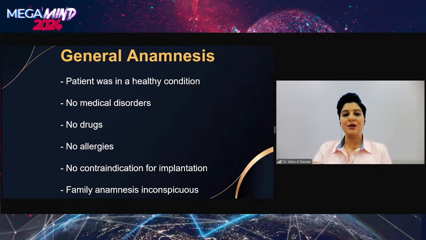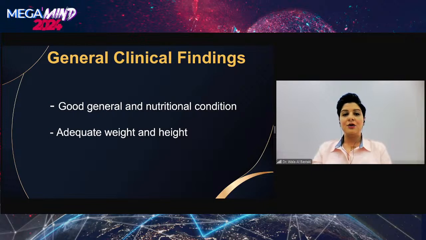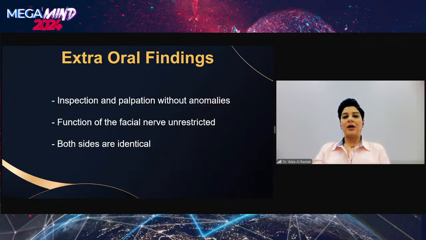Generally, she was in a healthy condition, no medical disorders. She's not taking any medication. She has no allergies, no family history. So in total, she did not have anything that contraindicates implantation. She had good general and nutritional condition, adequate weight and height. Extraoral examination was done, inspection and palpation without anomalies, function of the facial nerve unrestricted, and both sides look identical.